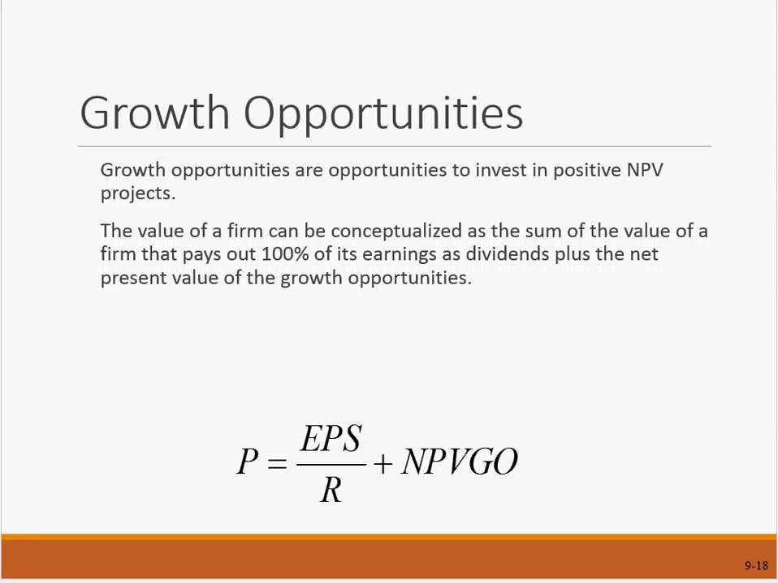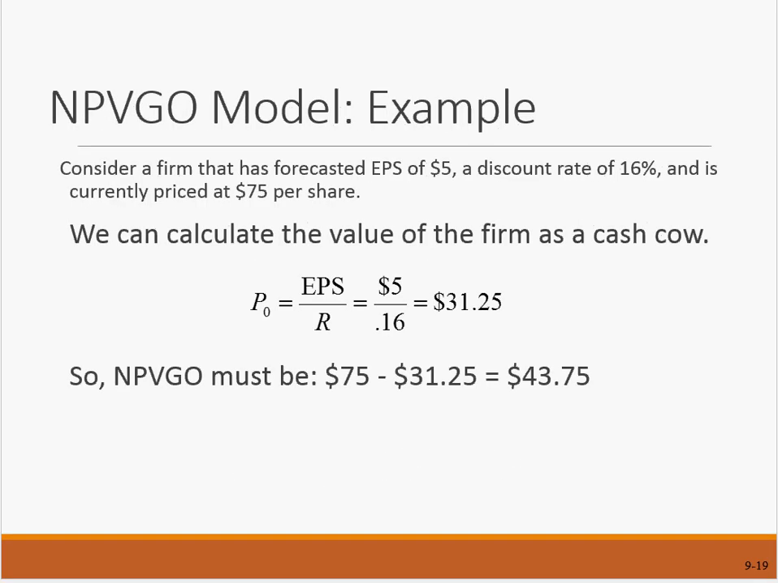And so in general, we can solve for NPVGO, net present value of growth opportunities, by subtracting the perpetual stream of earnings from the price. So if I have a $75 stock and a $5 earnings, I would do 75 minus the value of the perpetual stream of earnings, which in this case is 31.25, and get the value of NPVGO, 43.75. So that's how we can find these in general using an accounting-based approach.